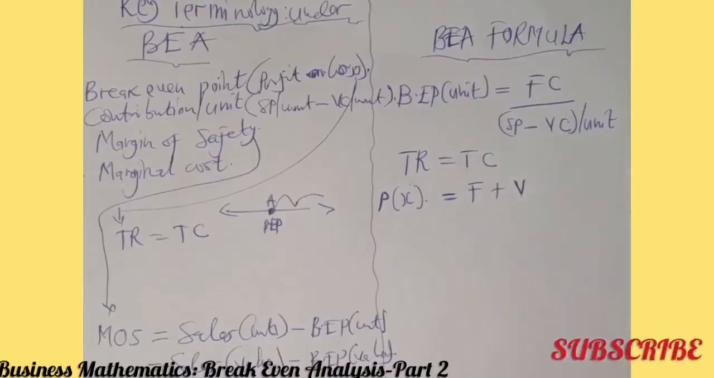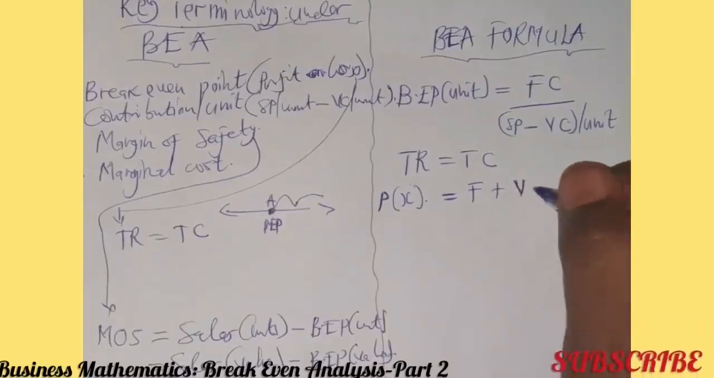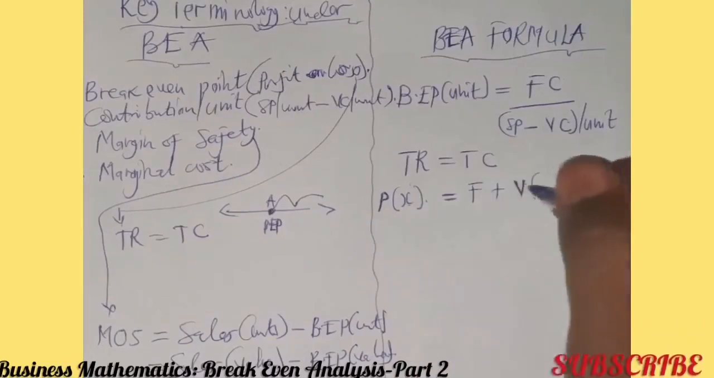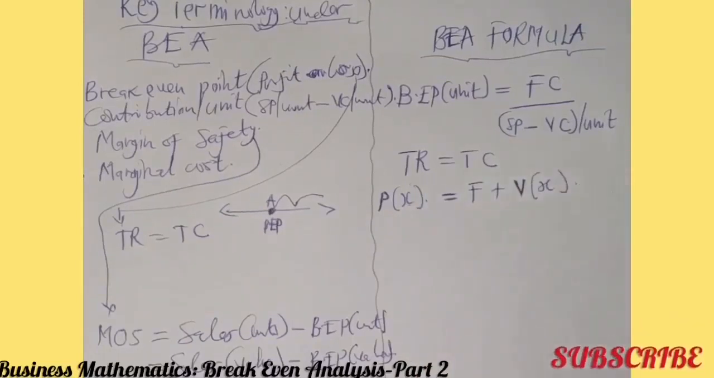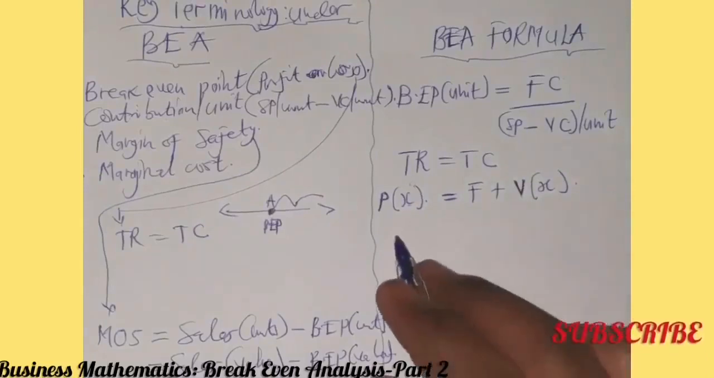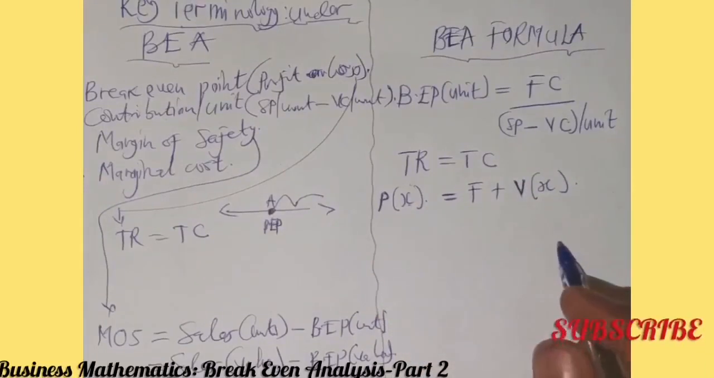So for you to get the total variable cost, it is the variable cost per unit multiplied by the output, which is the x that you present here. So I'm going to represent the same thing here as x. Right. So on the basis of this, we can do some factorization.